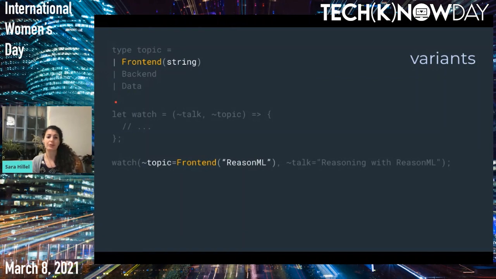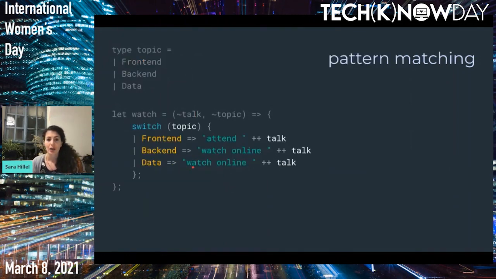Okay, variant constructors can hold extra data. For example, here, the front-end topic stores the language name, a string, and in our case, it will be ReasonML. When you combine pattern matching with variants, you get a powerful combination that lets you execute some code based on the shape of the data. So here, we avoided messy if-elses and got a clean and compiler-verified pattern matching. And so the switch here is for pattern matching, and it's not the switch we know from JavaScript.